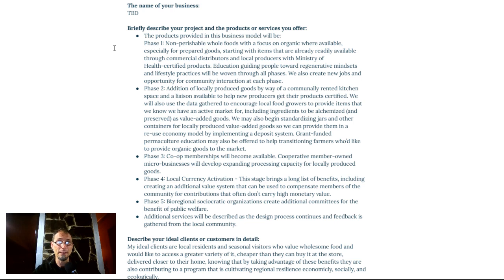Education is another piece that we will be providing in phase one and all of the phases, guiding people toward regenerative mindsets and lifestyle practices. We'll also create jobs and opportunities for community interaction at each phase. So this is the beginning here. Now that I'm reading it, this is a living document. You're going to keep revising it. So now that I read it, I could improve that. And you may be presenting what you've got to offer to investors as well. So keep refining it. Okay.